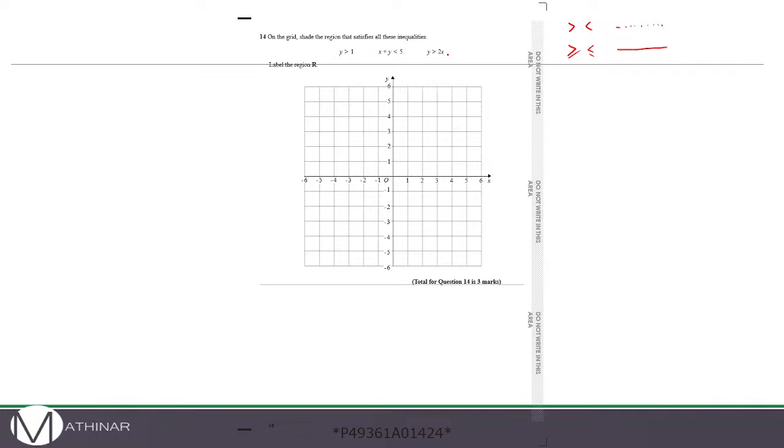And I've got 3. Now the one I like to start with is the one that looks more complicated, and to me this one looks more complicated. x plus y is less than 5. So the equation I'm going to be drawing is x plus y equals 5. And you can rearrange that to make y equals minus x plus 5 if you prefer. But this is not too bad.